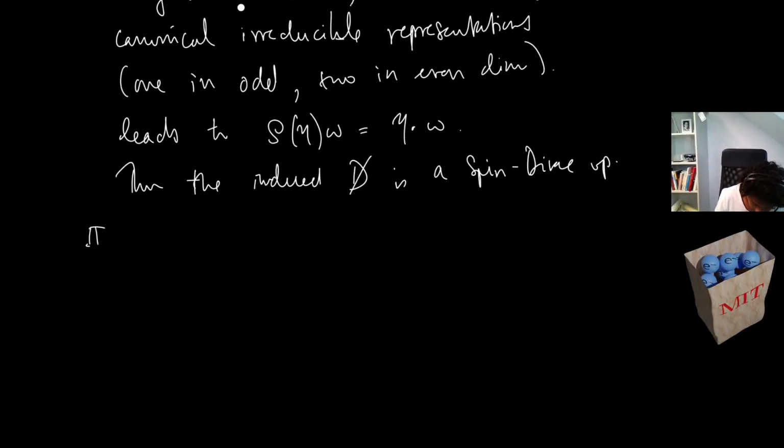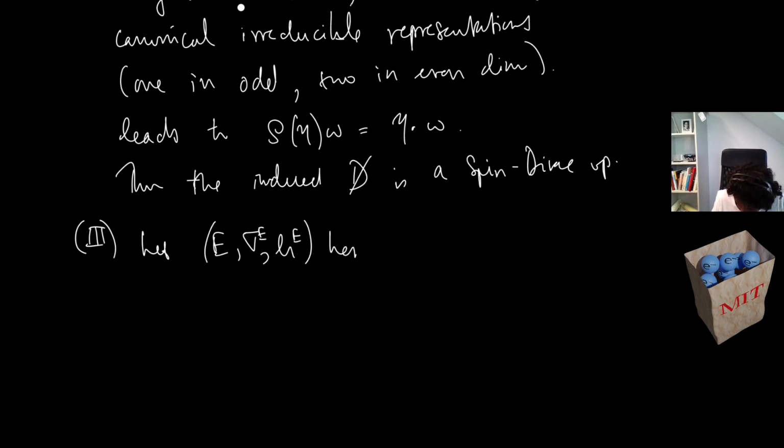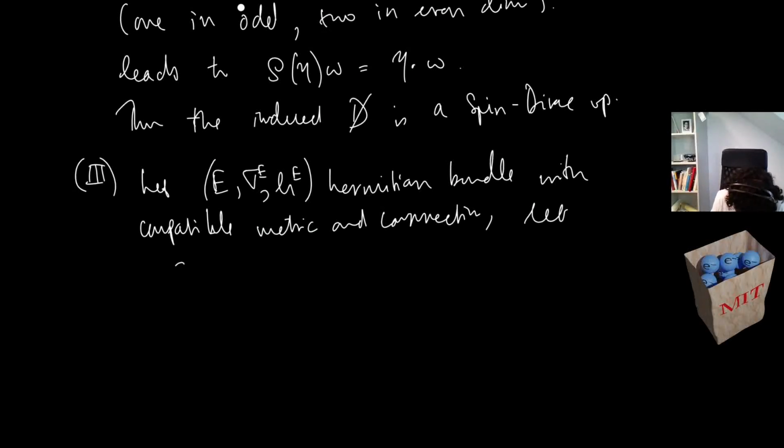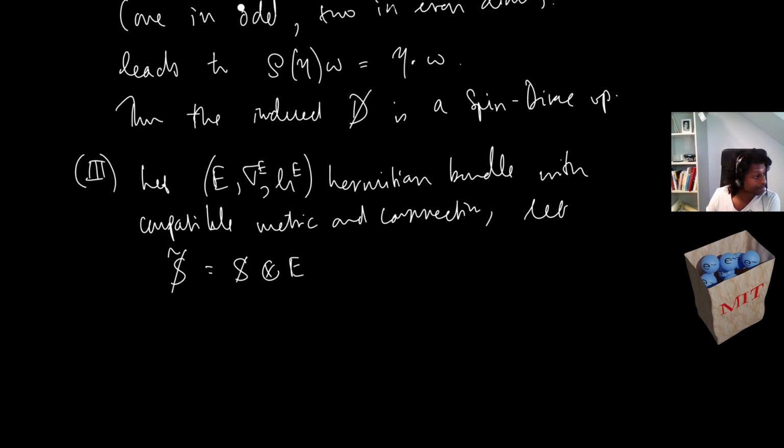And the third example I'll give is building on example number 2. So if we let E be a Hermitian bundle with compatible metric and connection, we can let S tilde slash be the twisted bundle S twisted by E.